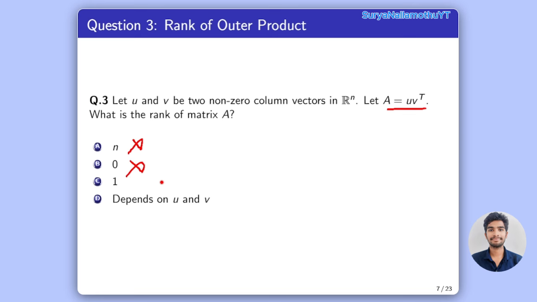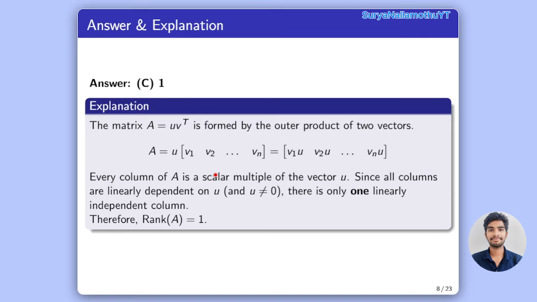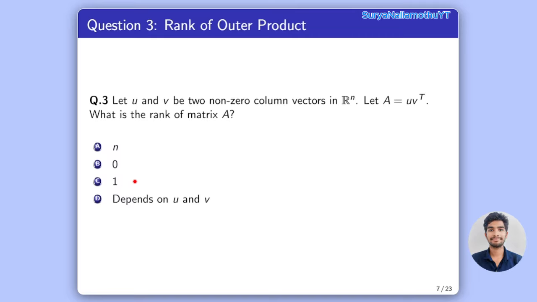Actually, I think the answer is these two in between them. Let's check. Okay, the answer is 1. Why I said the answer is 1 is because for the orthogonal matrix, the rank of the matrix A must be 1. Let's check that.